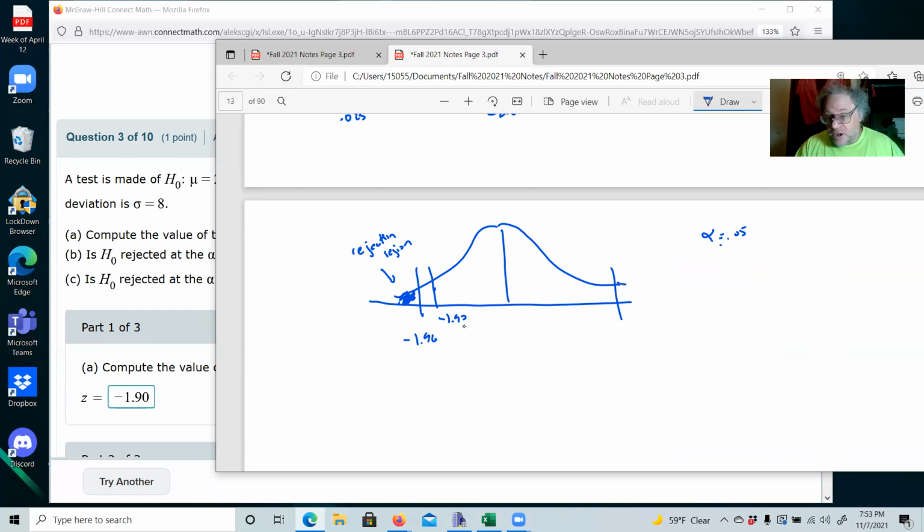Okay, it could also be greater than 1.96, and if we ended up with a test statistic somewhere up here, in the rejection region, we would also reject. Because with two-sided tests, it could either be here or it could be there. All right, so that's what we're doing with that, and that's what they mean by this.